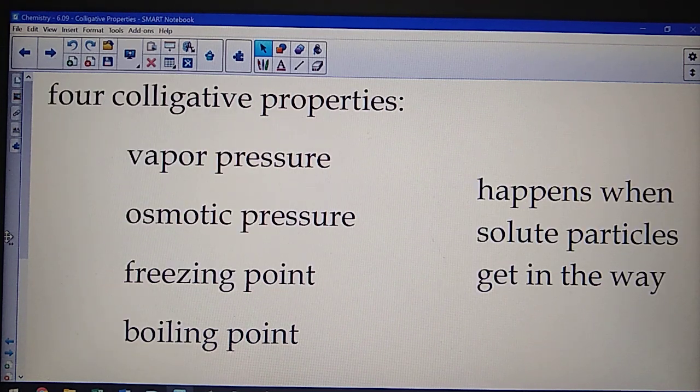And it turns out there's really only 4 colligative properties: vapor pressure, osmotic pressure, freezing point, and boiling point. Essentially what's happening is the solute particles get in the way of the solvent particles.